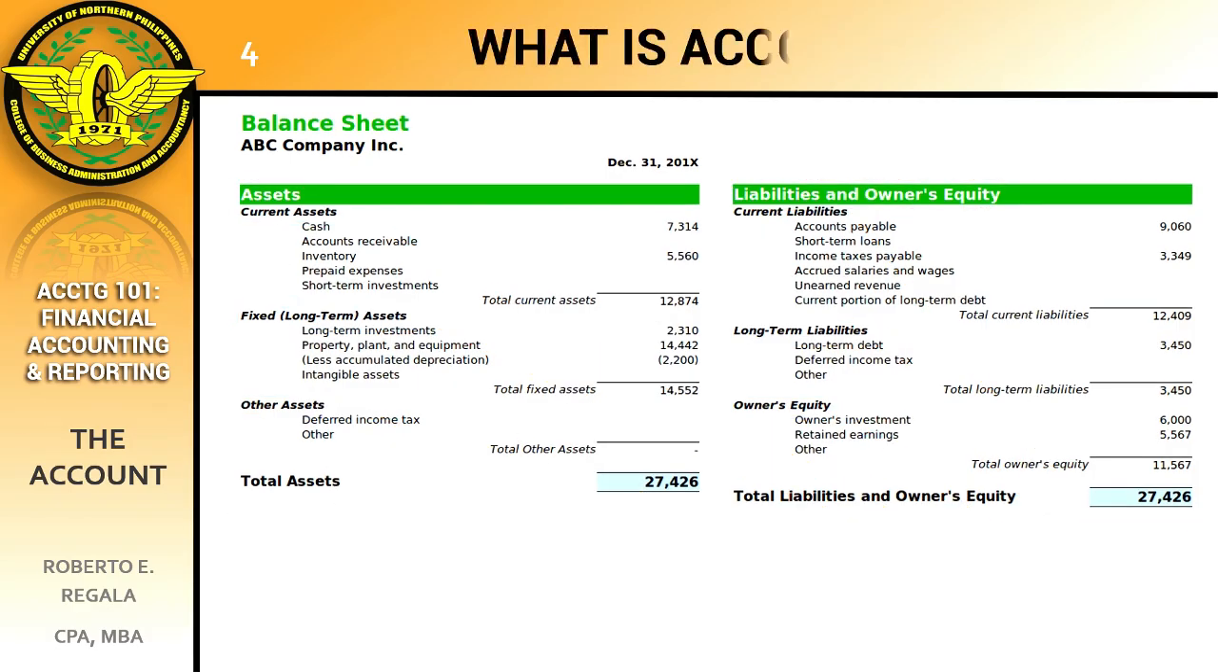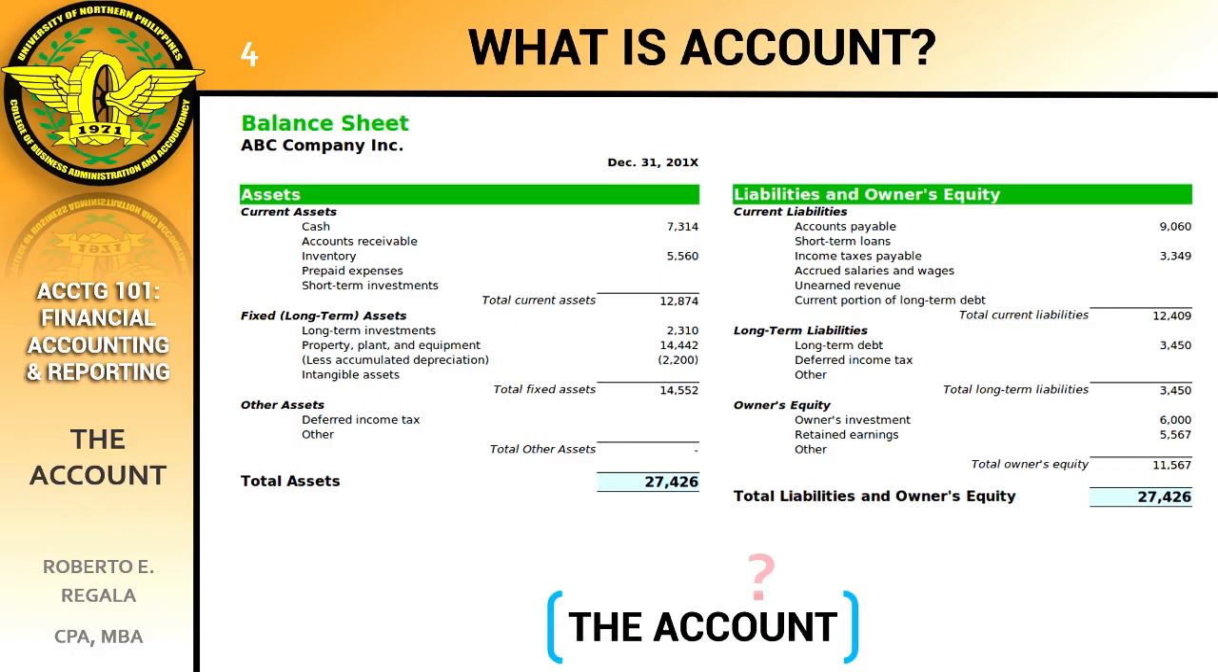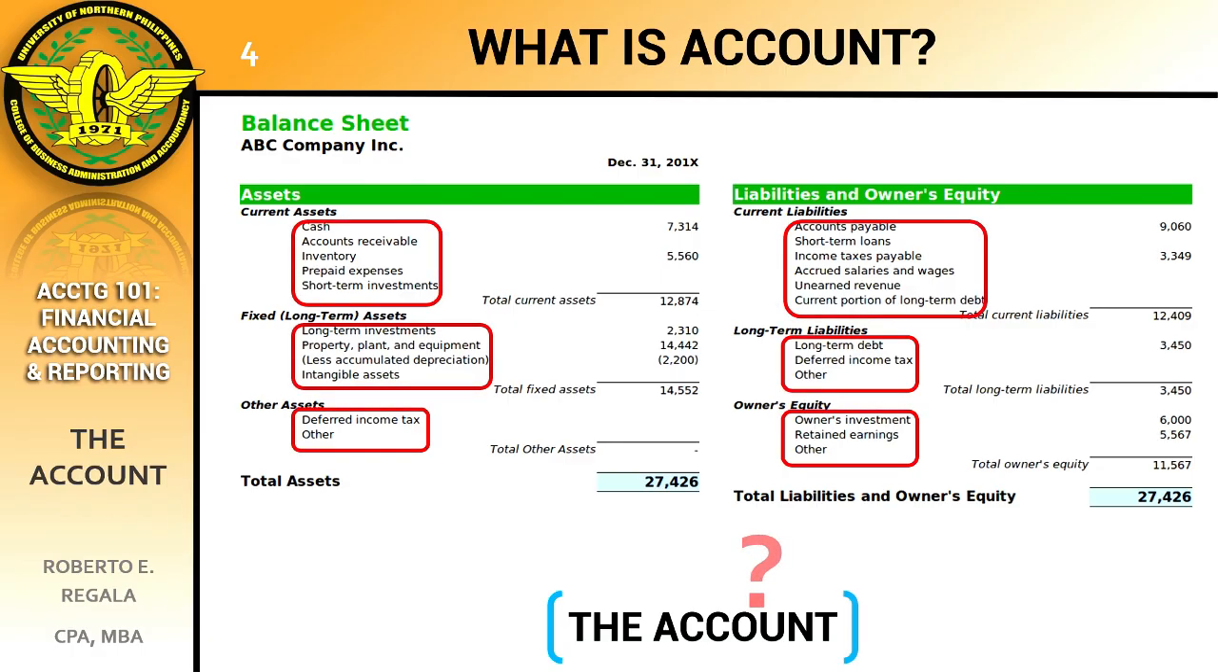What is an account? Under the groups, we can see titles such as cash, accounts receivable, and inventory under assets, and on the right side, we have accounts payable, short-term loans, and so on. You will notice that there are numbers across these titles. These are what we call accounts.